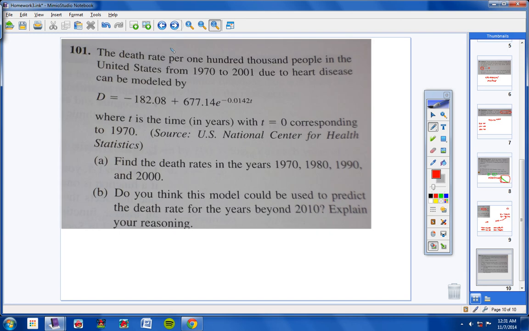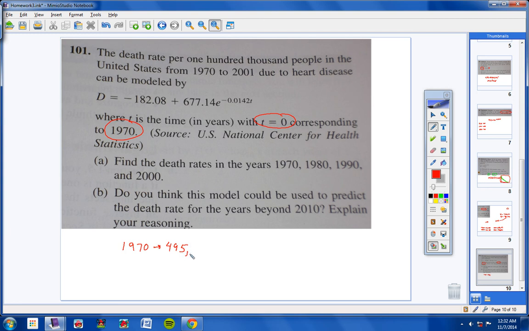All right, moving on to number 101. Okay, again, we're just putting numbers in and getting numbers out. Pretty simple, okay? So I will not spend a lot of time doing this. But here we go. T equals 0 corresponds to 1970. Letter A, they want us to find the death rates in these years. So for 1970, put a 0 in, and you will get out 495,060.